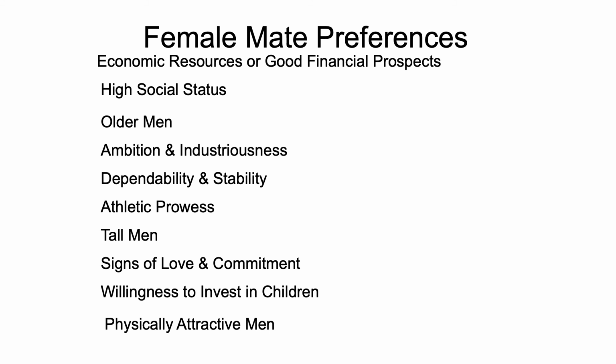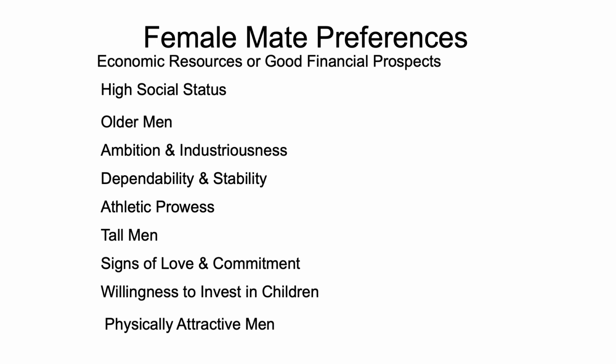Here is a list of things that females place more weight on than males do, things that they find attractive in potential male partners. First of all, economic resources or good financial prospects. One of the most readily replicated findings is that females more than males care about the economic status of their partners. And whether we're talking about current economic status or the potential for future economic status, in either case it matters. Social status in general matters more to females than males.